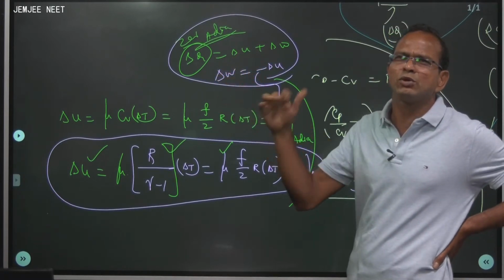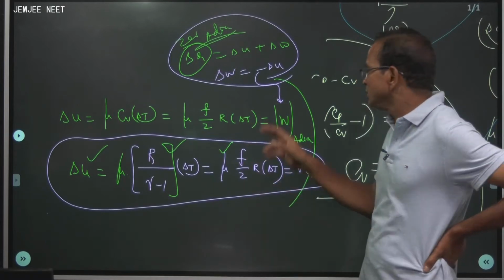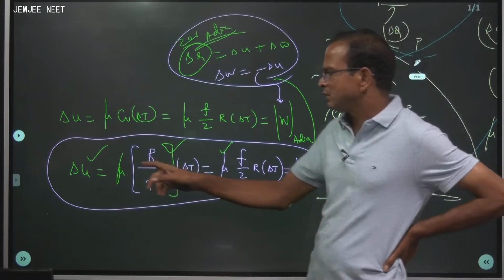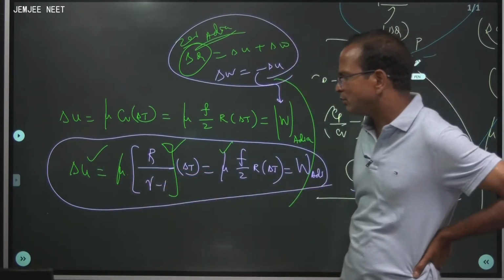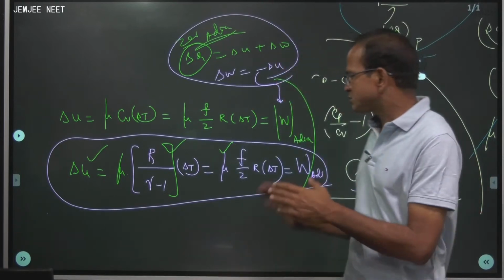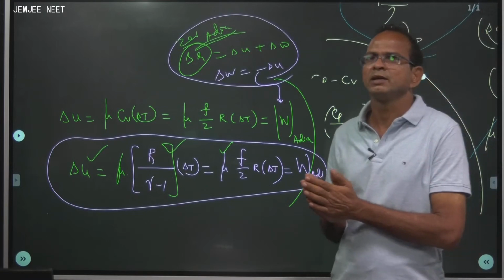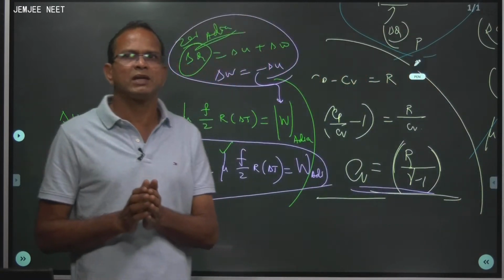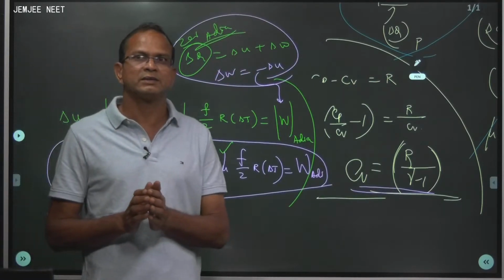Why am I putting modulus? I don't want to confuse you with increase, decrease. Therefore, I am giving a simple way. So, modulus of work done. Therefore, the modulus of work done in adiabatic is given by change in internal energy, which is given by mu times R divided by gamma minus 1 into delta T, which is also given by mu times F by 2 times R into delta T, where F is the number of degrees of freedom. For monatomic 3, diatomic 5, triatomic linear 7 and triatomic non-linear it is 6.